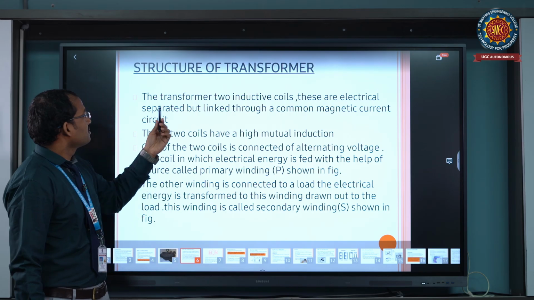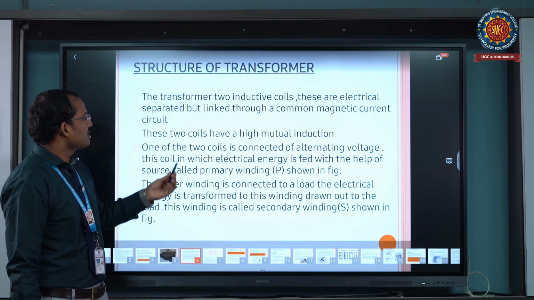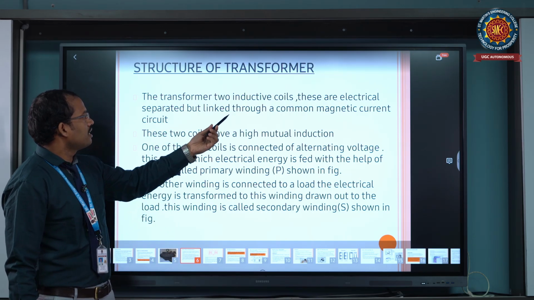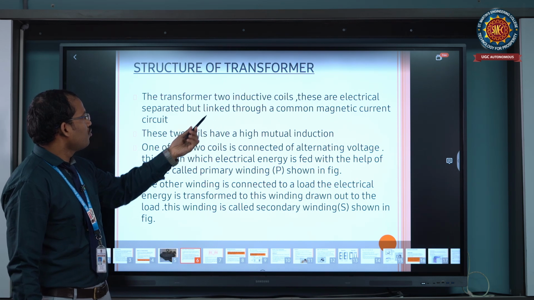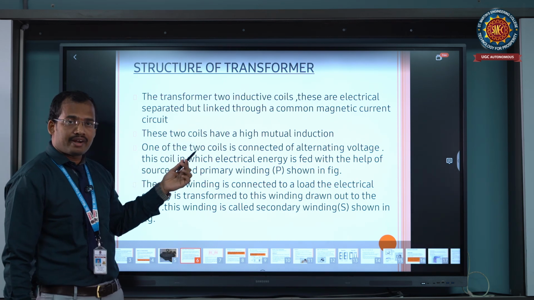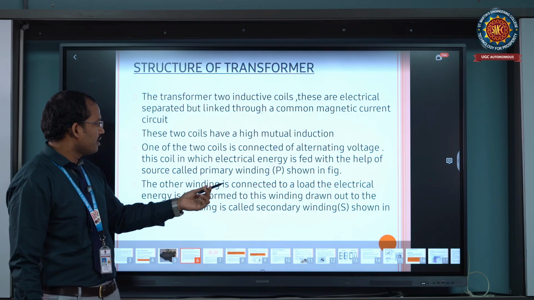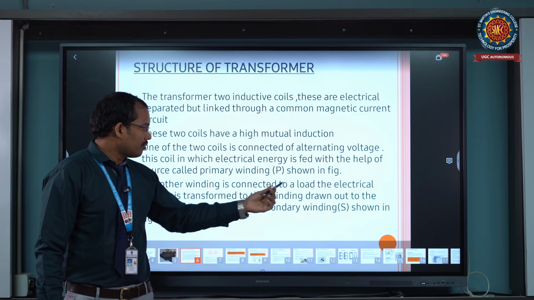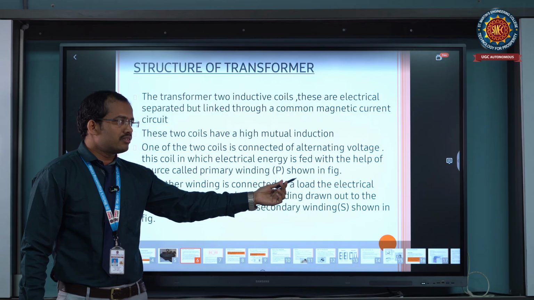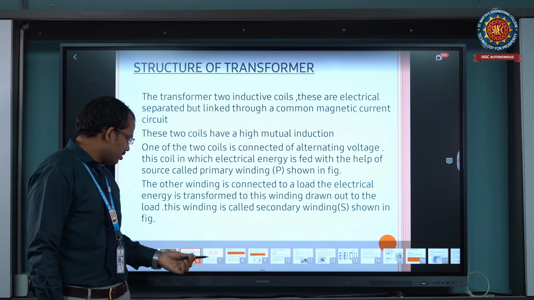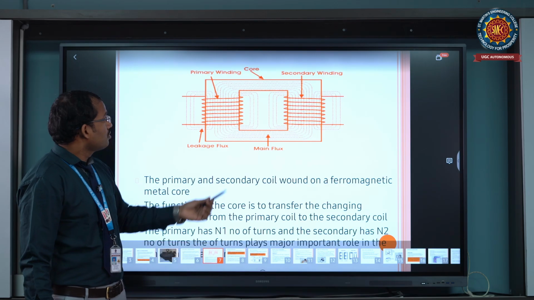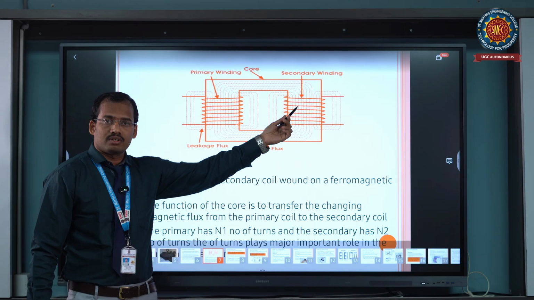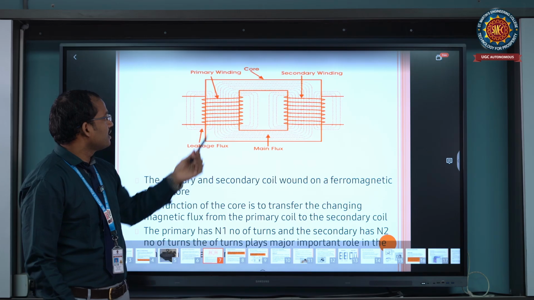And next, the structure of the transformer. The transformer basically has two windings, the primary winding and the secondary winding. These are not connected at the circuit level; they are connected by the mutual induction principle. So this is the practical diagram of the transformer.